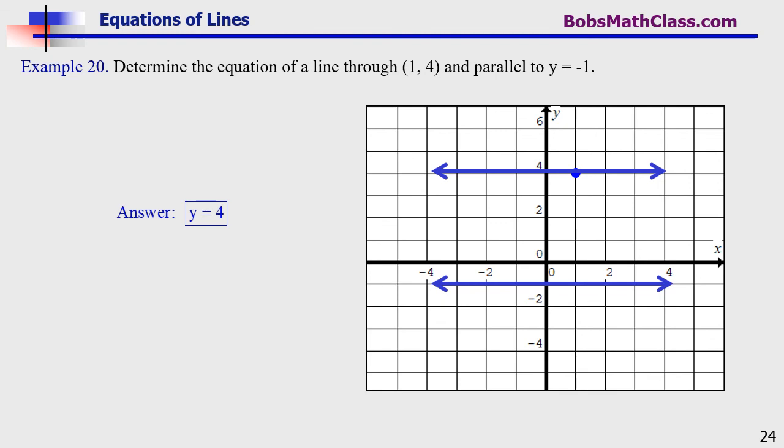So whenever you have an equation like x equals or y equals, if it's parallel, it's always going to be the same variable. So if it says parallel and our equation is x equals, then it'll be another x. If it's a y equals, it'll be another y.